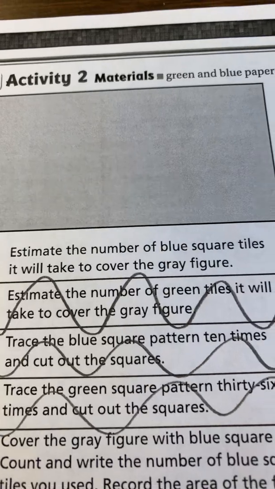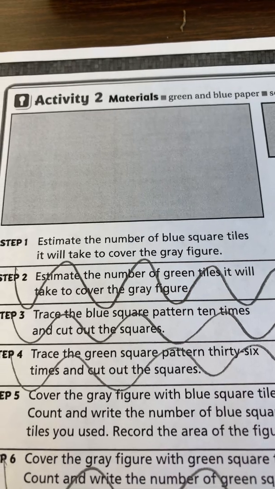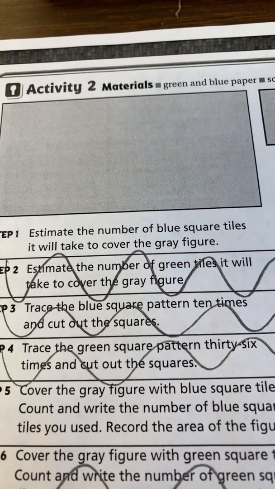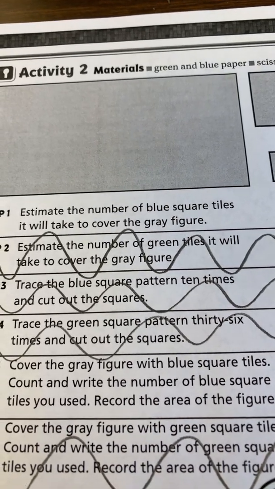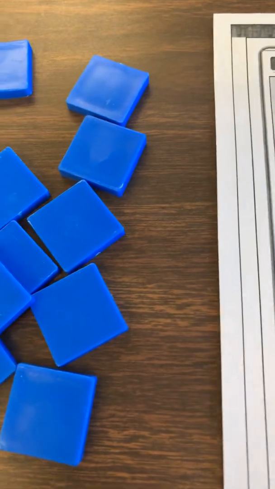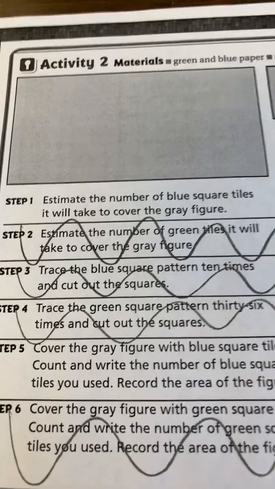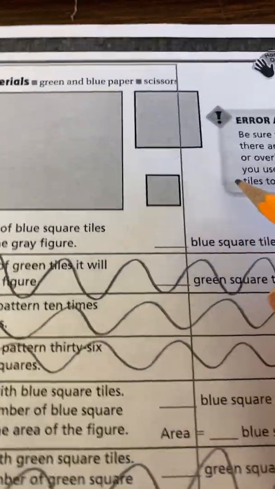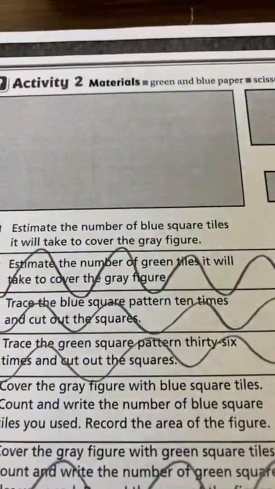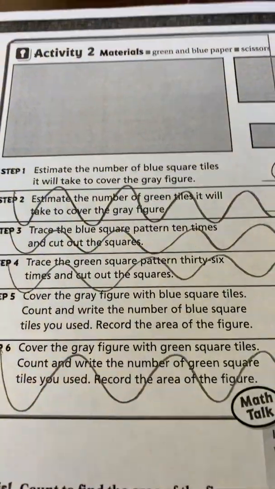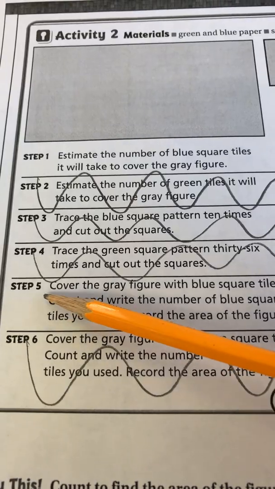We are going to estimate the number of blue square tiles it will take to cover this gray figure, or this gray rectangle. So I am going to estimate that it will take about, what do you think? Let's say, just an estimate, 6 blue tiles. Okay, so we're going to estimate 6 blue tiles to cover this rectangle. Okay, let's go on. We're going to skip steps 2, 3, and 4 and go on to step 5.